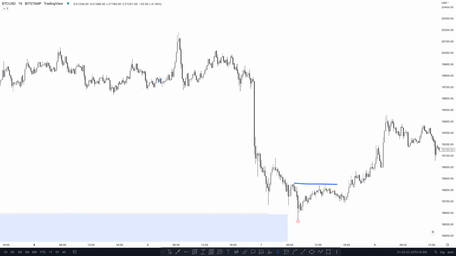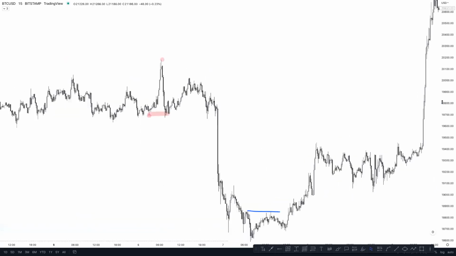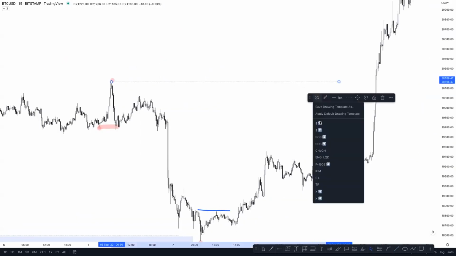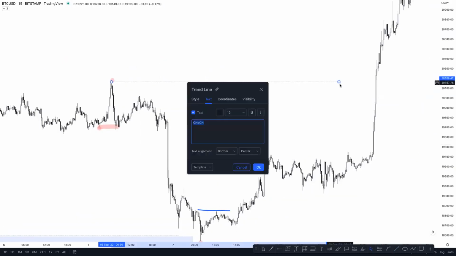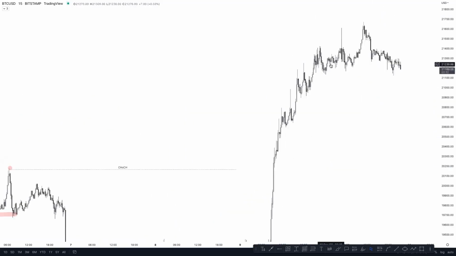Okay, this one is here. Taken out the inducement and push downside. But this is our biggest change of character. Which one is here? And then market continue pushing higher high and create structure.